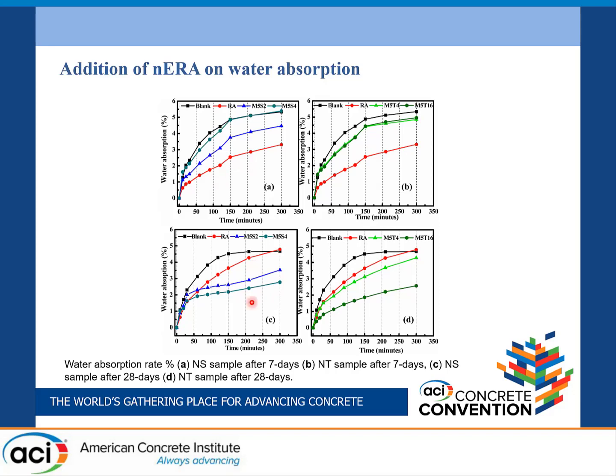But at later ages, the releasing agent and the blank sample have higher water absorptivity as compared to nano-modified releasing agent, due to the increase of bound water and also decrease in the pore volume or the porosity. So for porosity, we did MIP results, mercury intrusion porosimetry test.